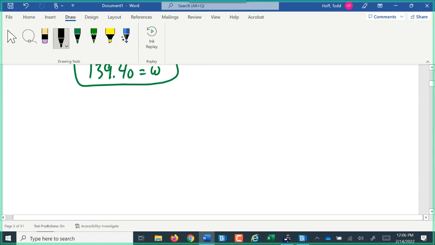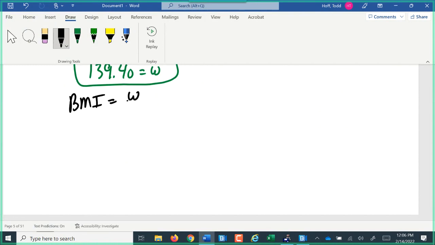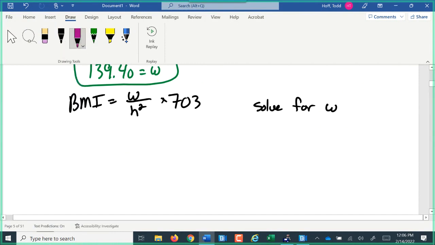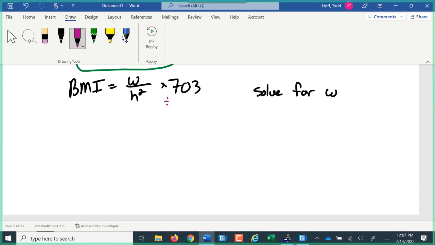Just like we saw before, we could rearrange that formula. BMI equals W over H squared times 703, by solving it for W. Now here, there's no number in for H, so we don't start by squaring it. We're just going to start solving. So we're going to divide by the 703.